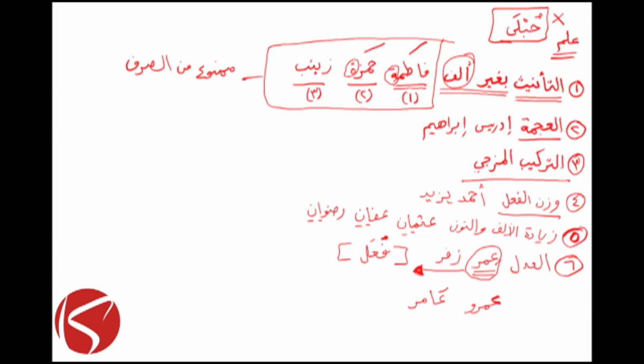Okay, so those are the 6 names that don't accept tanween. These 6 names don't accept tanween, nor do they accept the kasra. So if you're going to say majroor, it's bil fatha, basically, all of them.